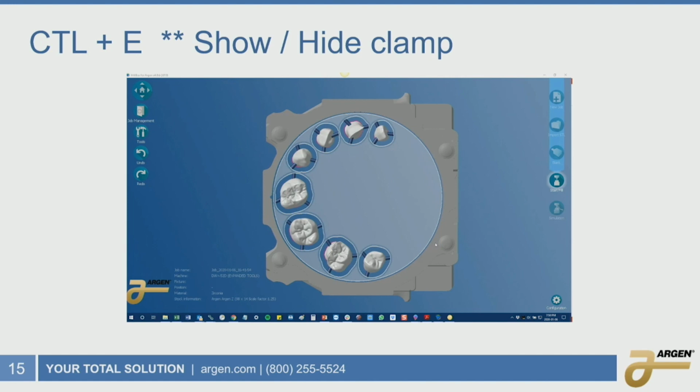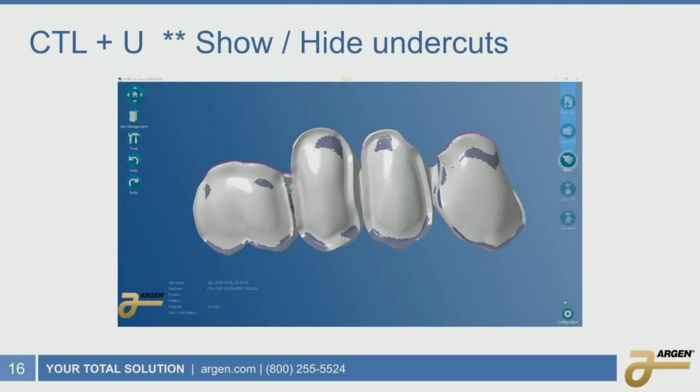So the first shortcut that we're going to talk about here is the Control E, which is going to show and hide the clamp. So it's just a short video here, and in this situation, all we're doing is hitting Control E to hide and show the clamp. The next shortcut is Control U, and that's just going to show and hide the undercuts.